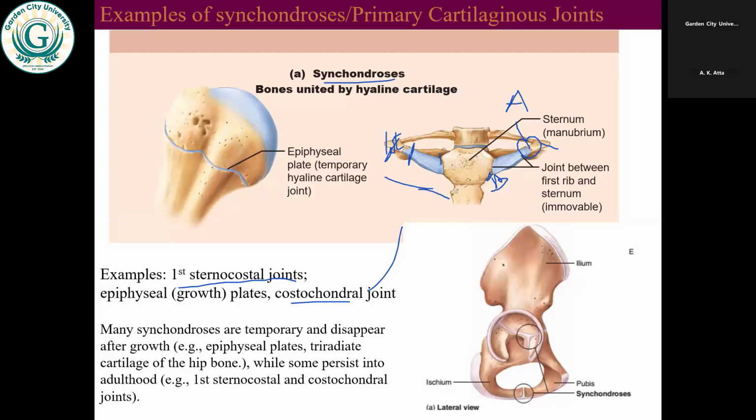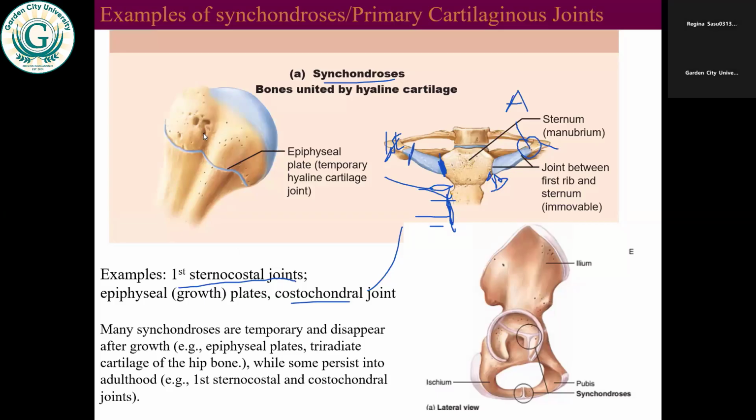You know, the second rib will attach here. The third rib will attach to the body. Fourth rib, fifth rib, sixth rib will attach to the body. It's only the first one, the first sternocostal joint, that is primary cartilaginous. No movement occurs there. But the second to the seventh sternocostal joints are synovial joints.